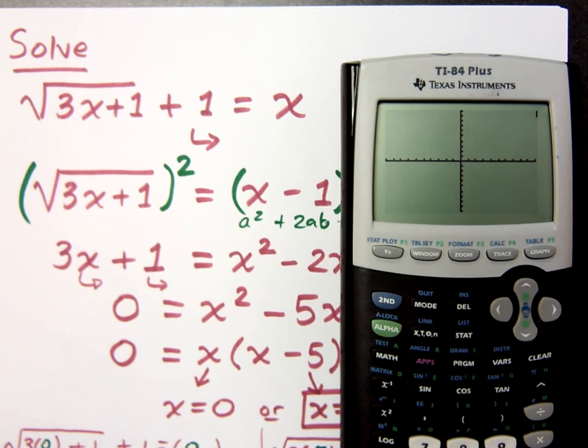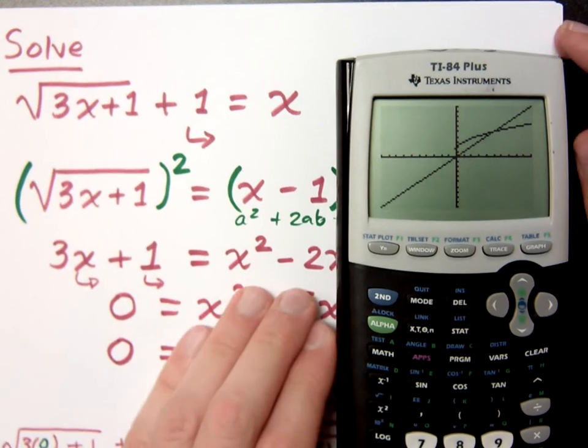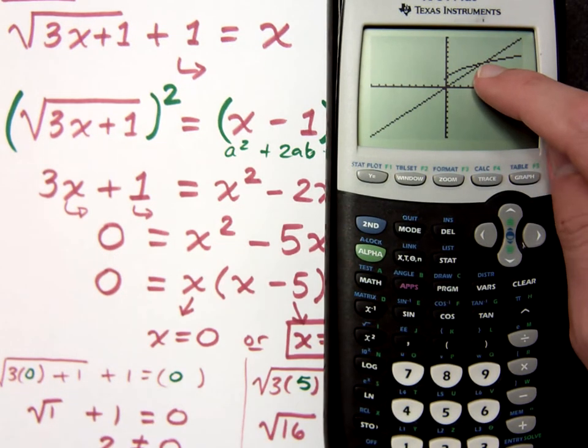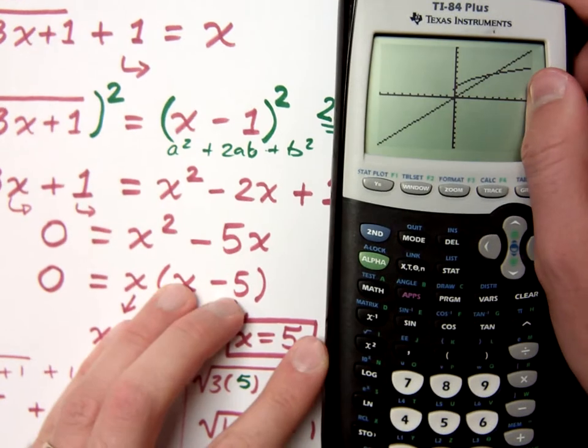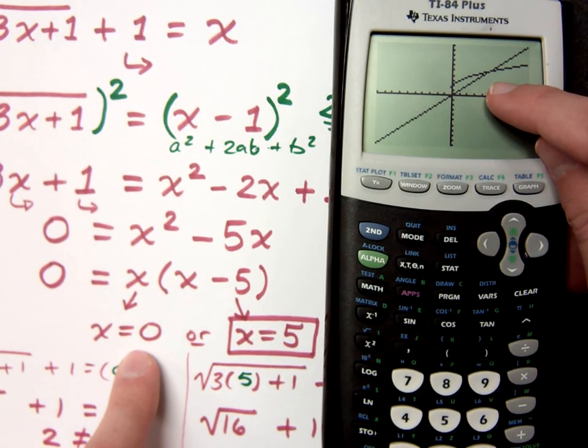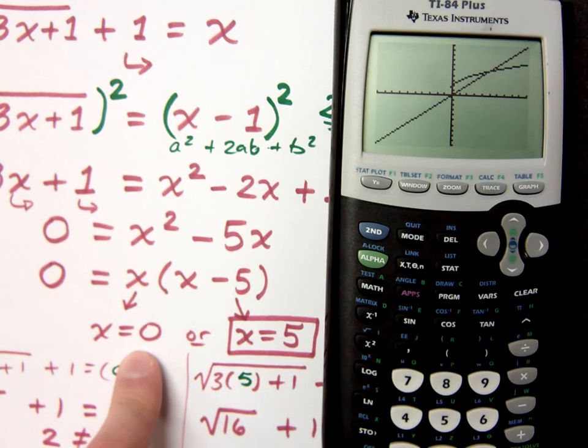So when I graph this, here's the square root guy. There's the square root, and then here's x. So we see from this graph that there's only one place where these guys intersect. It's going to be right here. That matches up with my solution that I already found when x equals 5. Well, why did I get x equals 0? Well, remember what I said about the square root? That symbol only returns the positive value.